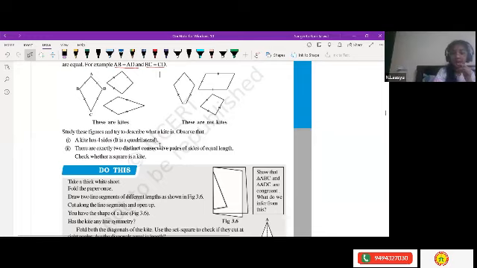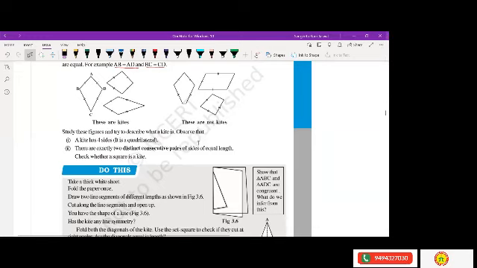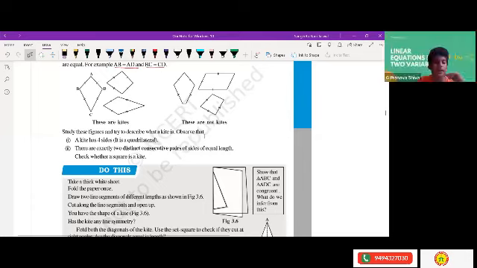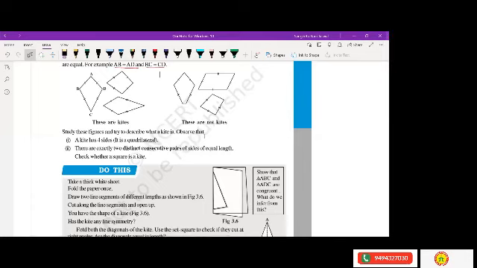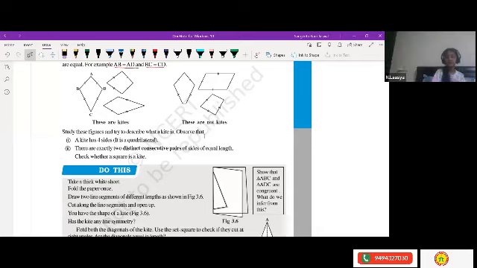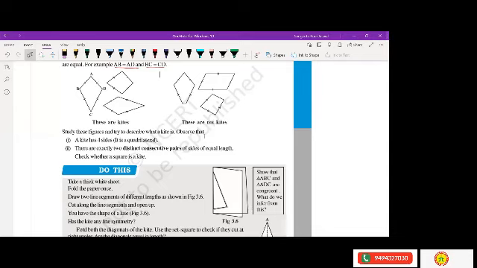What is the meaning of consecutive? Consecutive means one by one, those which come after one another. Like when we are talking of consecutive numbers, consecutive numbers means 1, 2, 3, 4, which come one after the other in a sequence, not randomly.